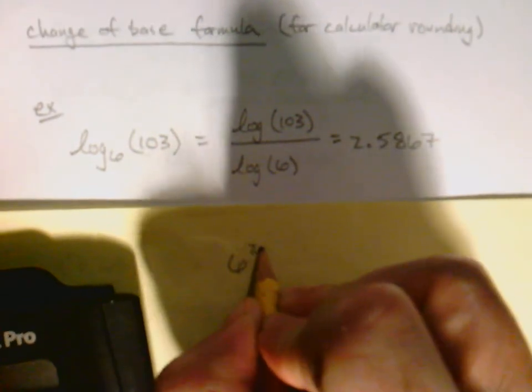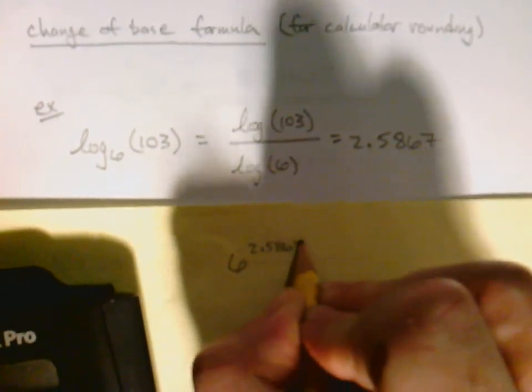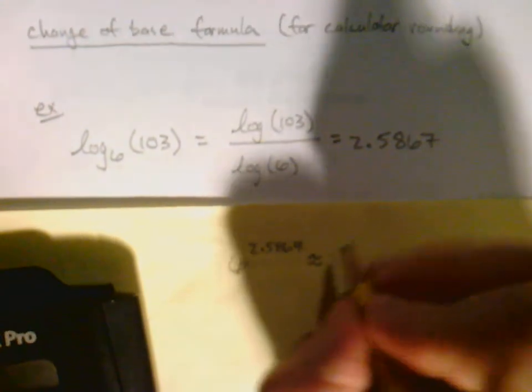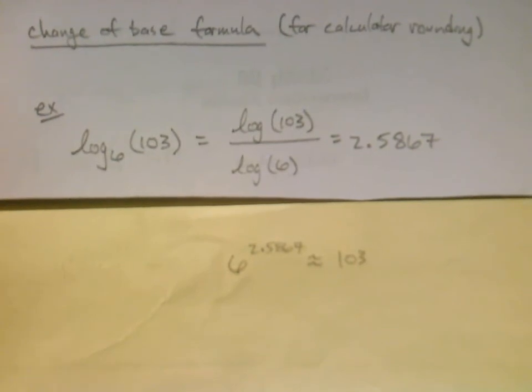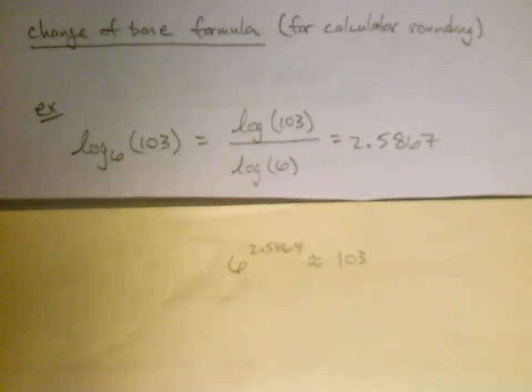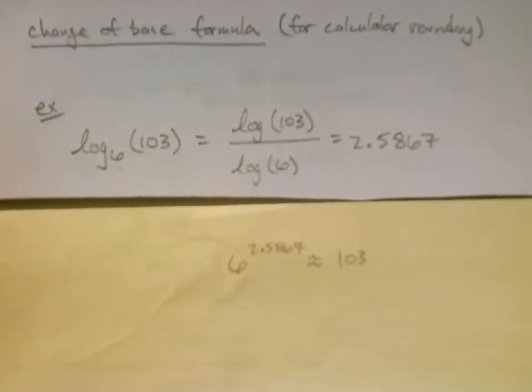6 raised to the 2.5867 will be, since we rounded it, just about 103. You could check that in your calculator if you wanted to. I'm kind of curious, so I'm going to go ahead. It's super close. It's a few hundredths off because we had to round.